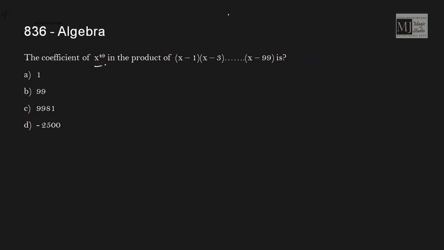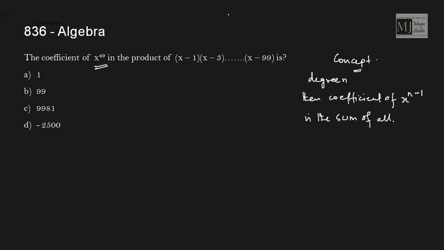The coefficient of x to the power 49 in the product of this expression. Now first thing, what is the concept here? If we have a polynomial of degree n, then the coefficient of x to the power n minus 1 is the sum of all roots with a negative sign.